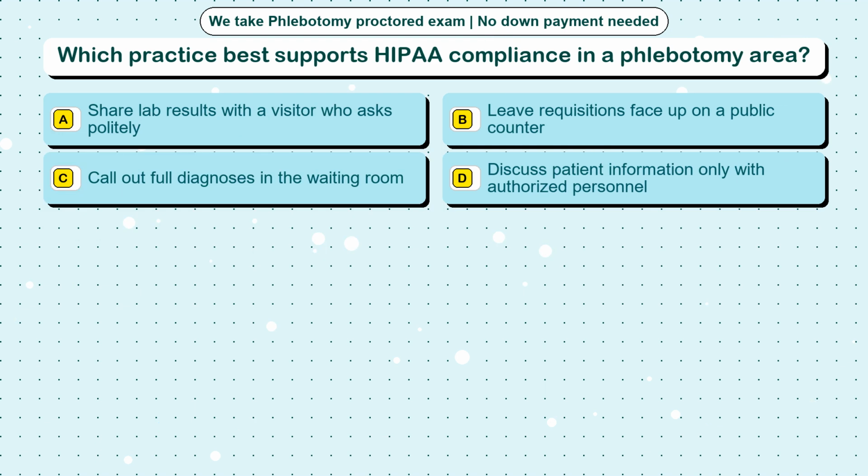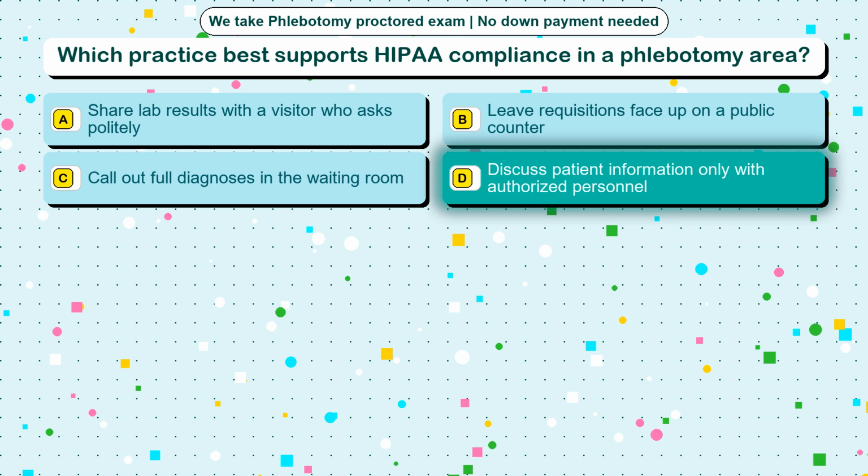Question 3. Which practice best supports HIPAA compliance in a phlebotomy area? Option A. Share lab results with a visitor who asks politely. Option B. Leave requisitions face up on a public counter. Option C. Call out full diagnoses in the waiting room. Option D. Discuss patient information only with authorized personnel.